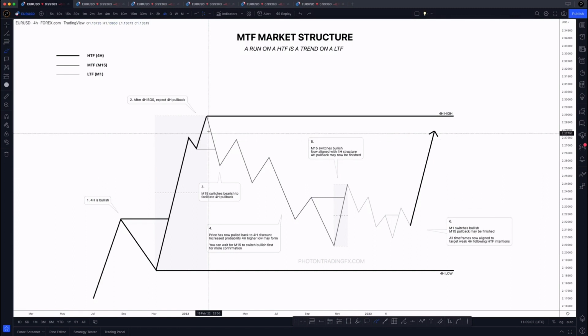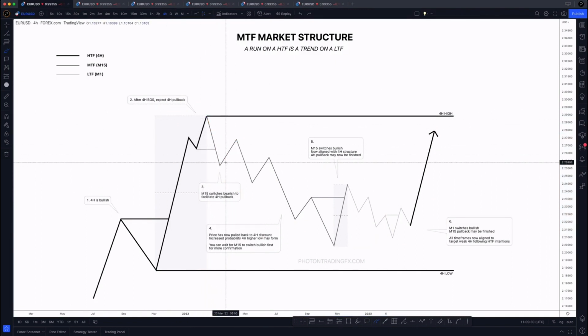But essentially in this instance, what you want to think about is on the lower time frame, that 4-hour fractal or internal low will most likely be an M15 swing low. So when we get that 4-hour CHoCH or 4-hour IBOS, not always, but most likely it will be an M15 swing break of structure to the downside. So when we're getting that 4-hour pullback, what happens? Well, the lower time frame switches bearish to facilitate that pullback.